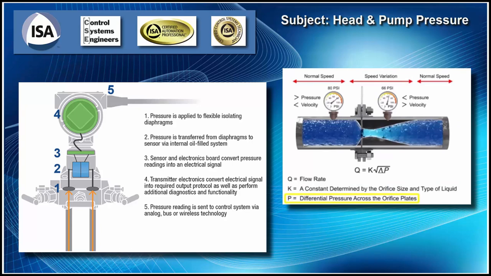First, I want to stop and talk about gauges and pressure gauges and how we use these pressure gauges, because the way these pressure gauges measure are basically how our transmitters work. These transmitters are basically electronic pressure gauges that transmit that pressure measurement. So let's talk about that now.